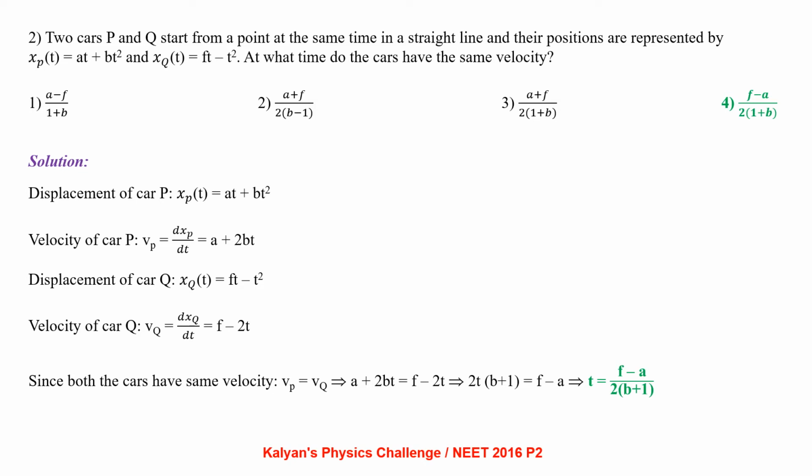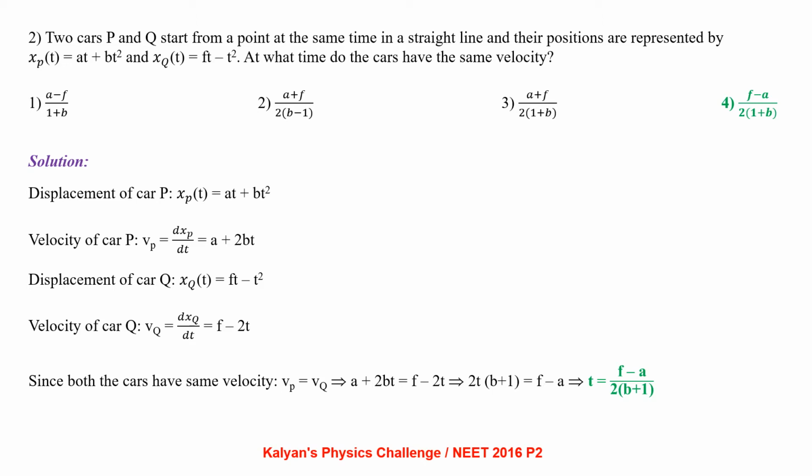Two cars P and Q start from a point at the same time in a straight line and their positions are represented by xP equals at plus bt², xQ equals ft minus t². At what time do the cars have the same velocity?